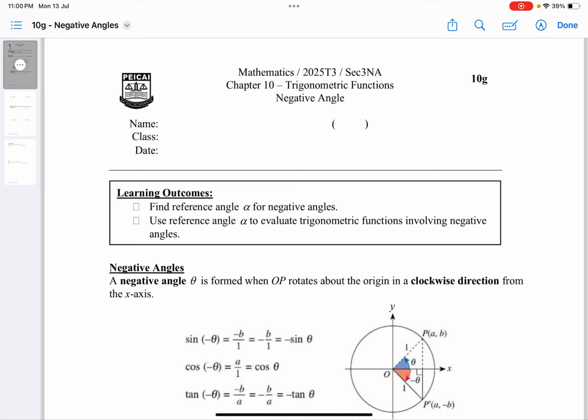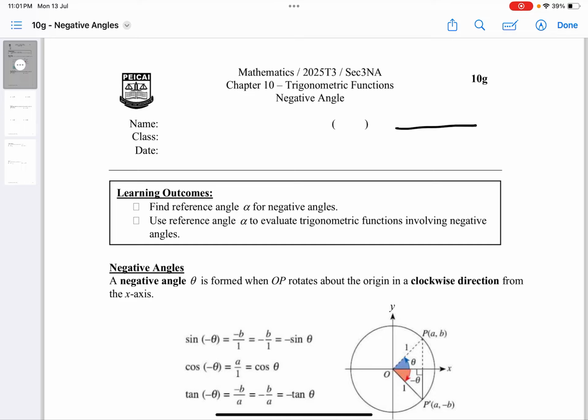Hi everyone. By now you should have already finished the SLS package on negative angles before you come to this worksheet. In SLS the video is very clear with all the illustrations. But if you still don't quite understand, then I will explain a bit of the terms that we have been using in the previous videos. Okay, so negative angles is just in the clockwise direction.